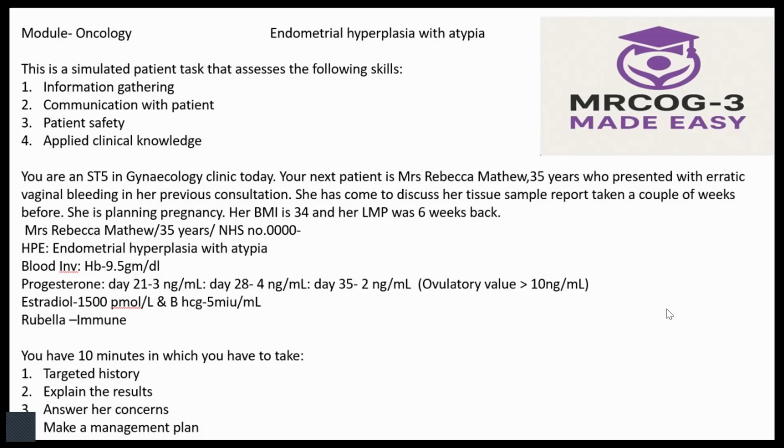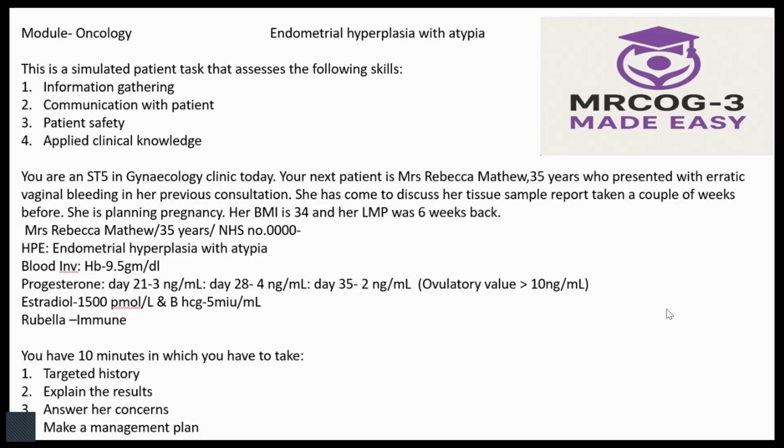Then you come to the sexual history, because sexual history is important as she is planning pregnancy. We want to know whether she has any issues with this. So now, Rebecca, can I ask a few personal questions? Always signpost. As you are trying for a baby, can you tell me how frequently you have intercourse? So, doctor, 2 to 3 times in a week. That is normal.